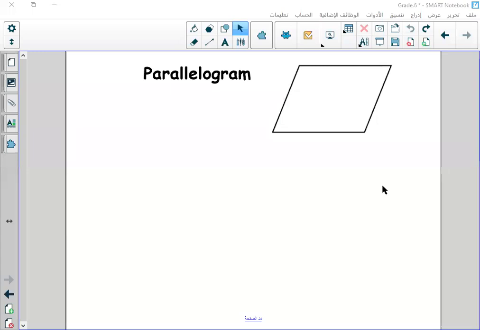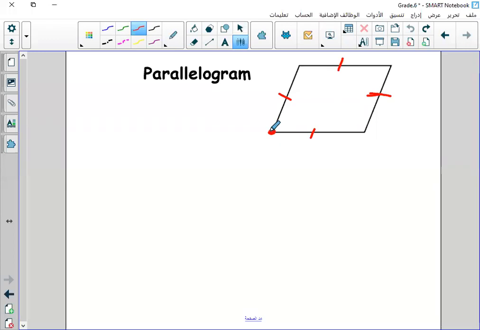Our session today is about the parallelogram and its special cases. Firstly, we will explain the parallelogram and its properties. You know that a parallelogram is a quadrilateral shape. What is the meaning of quadrilateral shape? It contains 4 sides. If we have 4 sides like this, it's called a quadrilateral.